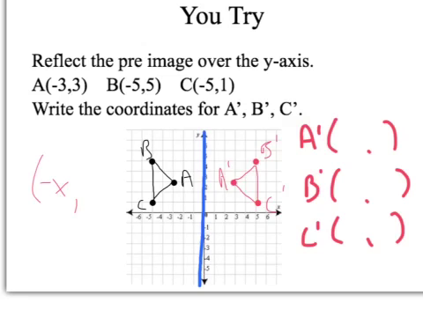So general notation: when you reflect about the y-axis, you're just going to change the sign of your x-coordinate. The y-coordinate is going to stay exactly the same. That's only true for when you're doing it over the y-axis. Remember before, over the x-axis, the x stays the same, but you change the sign of the y-coordinate. So just be careful on what you're reflecting over.